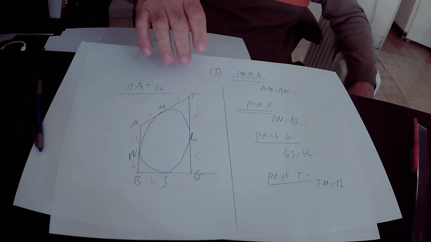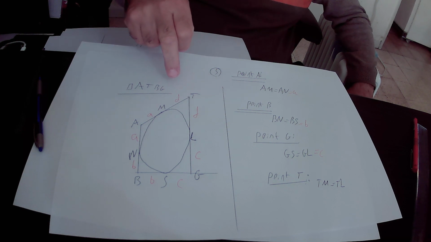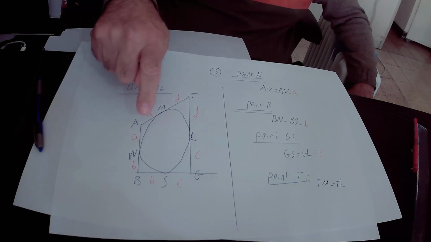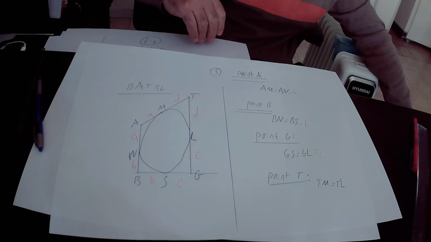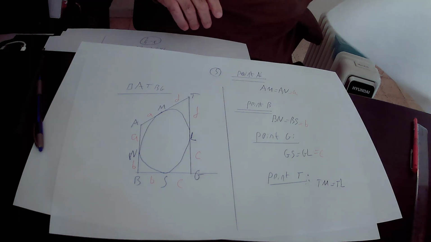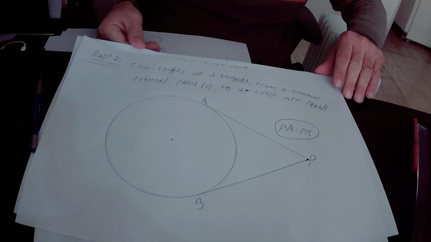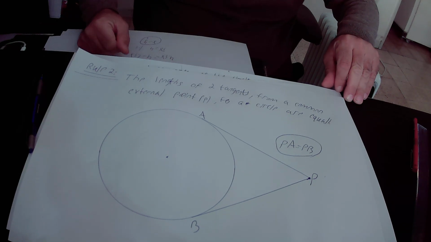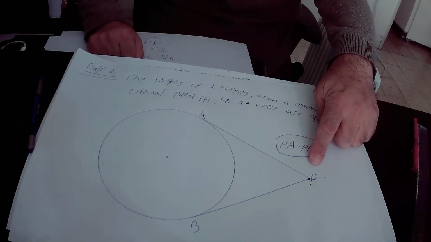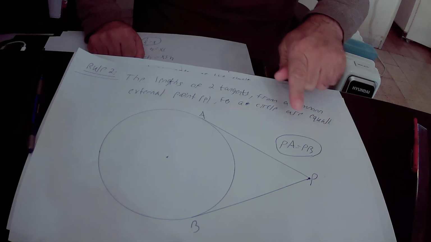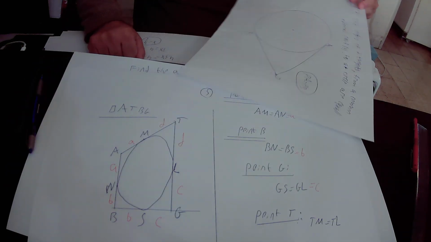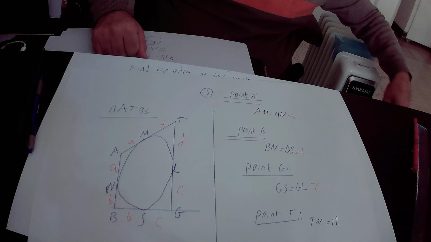We have 4 points of tangency with the circle and the quadrilateral. The 4 points are M, N, S, and L. Then I presented to you rule number 2 and we implemented rule number 2 in our drawing. According to rule number 2, the lengths of two tangents from a common external point to a circle are equal. So we have the common external point, point P. From point P, we have two tangents to the circle, PA and PB, and according to rule number 2, they are equal to each other. That is to say, PA equals PB.